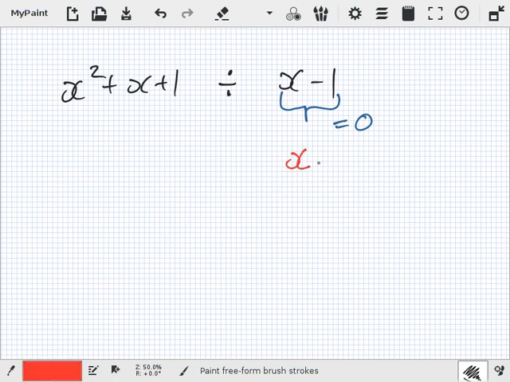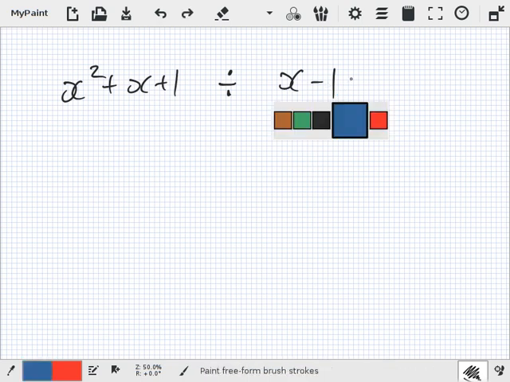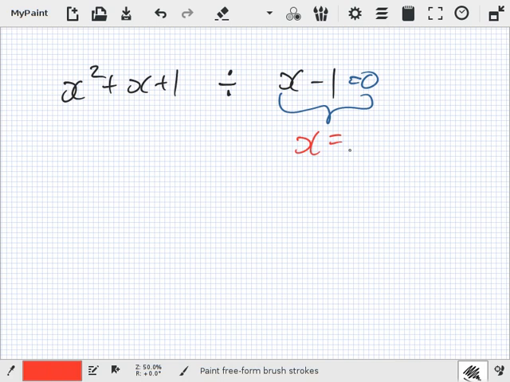x equals 1. If this is equal to 0, then you can say x is equal to 1. And then you put 1 into this. 1 squared plus 1 plus 1. What's that?